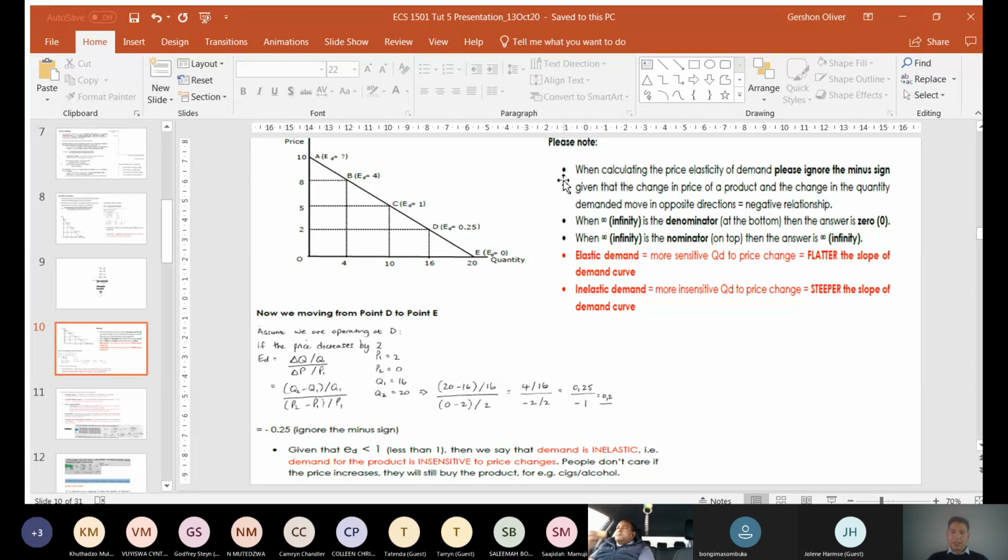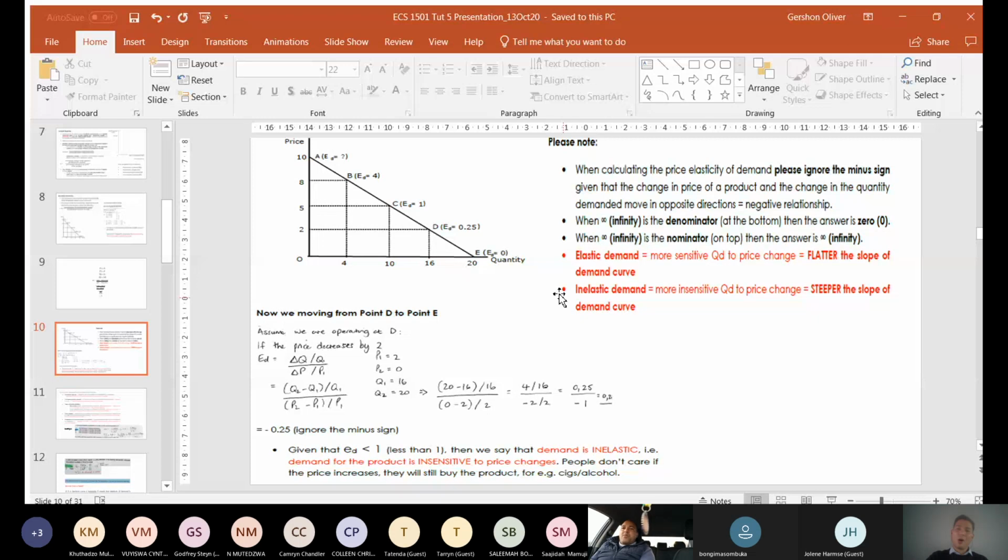Okay, so then please note on the far right hand side of here, when calculating the price elasticity of demand, please ignore the minus sign. Given that the change in price of product and the change in the quantity demanded move in opposite directions, as I said earlier, it's a negative relationship. The third and the fourth bullet is just for you to know. The key things that I'm trying to say to you is the last bullets that are in red.